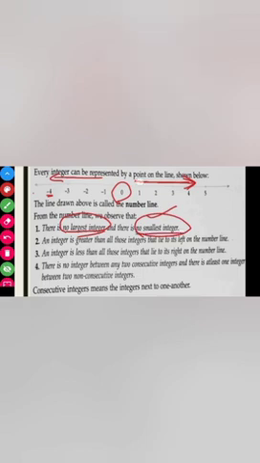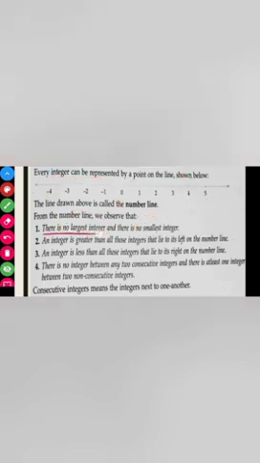Similarly, when you move right side, then you will get new integers. Here after 5 you will get 6, then you will get 7, then 8. Like that, you will get new integers. So you can say there is no largest integer. So that means there is no largest integer and there is no smallest integer. I hope it is clear.